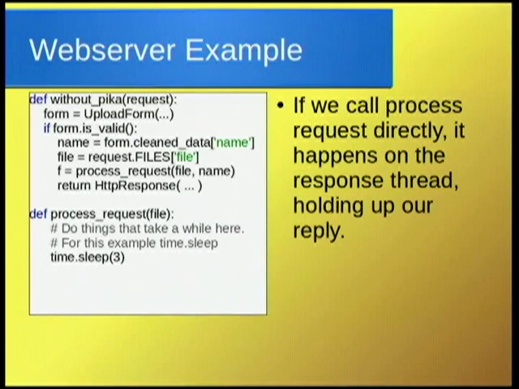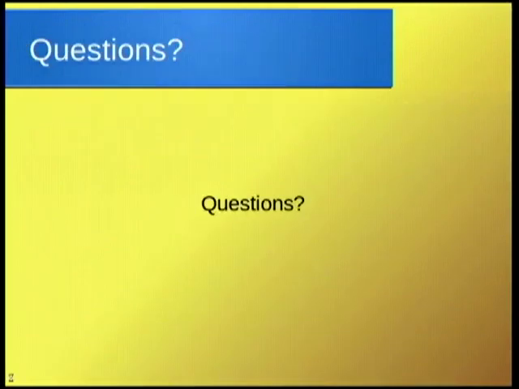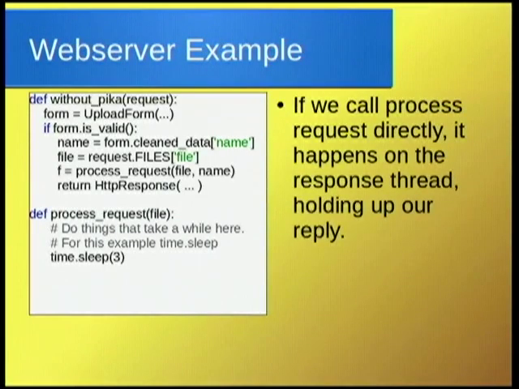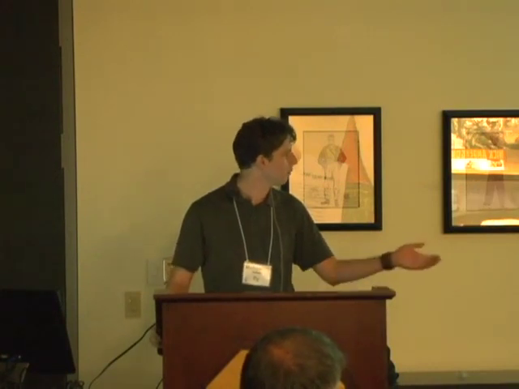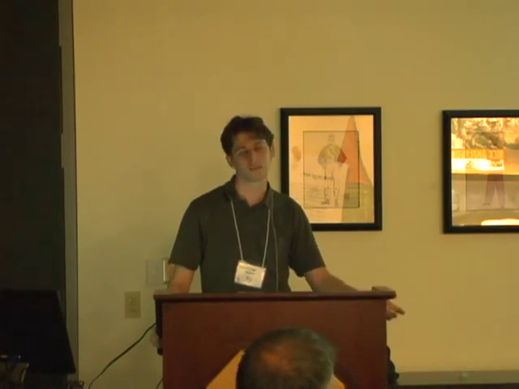This is Django code, but it's pretty simple. So what we're essentially doing is we're calling the without Pika request. This is a typical synchronous process that's being run on the server. We accept a form that's got a file associated with it. We get the file, and we call process request with the file and the name. We're doing some mysterious thing in there that really is just time.sleep(3). So we're sleeping for 3 seconds, waiting for this mysterious process to happen. And then we come back to our without Pika function and return our HTTP response.